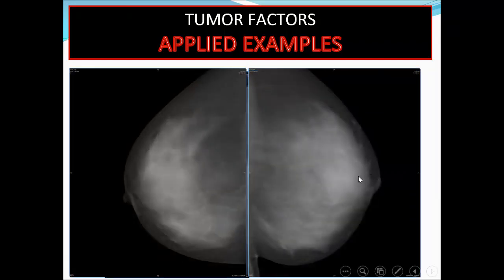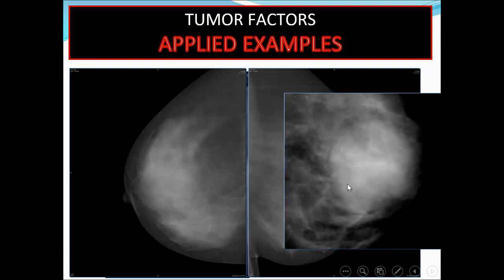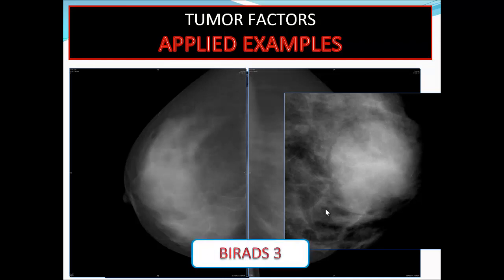This is in the mediolateral view. Here is also a slightly dense lesion. Here, when we change the window, here is the circumscribed mass with thin halo sign. And so here from the criteria of mammography, we can say that it is benign.